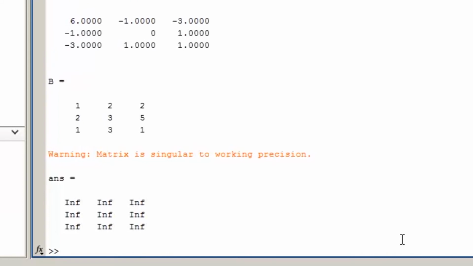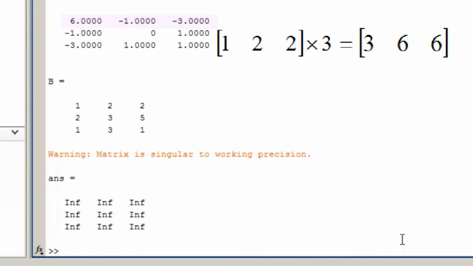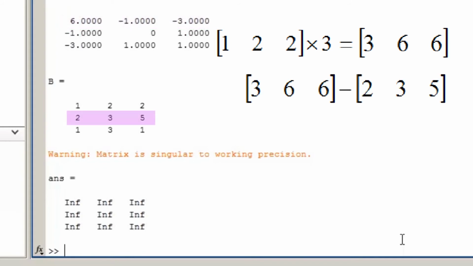The matrix B is singular because not all the rows in the matrix are independent. I can get the elements in the third row by multiplying the first row by 3 and then subtracting the second row from that result. So the first two rows taken together can be used to create the third row. That means this matrix is not full rank.